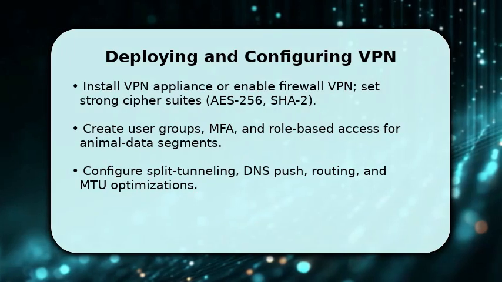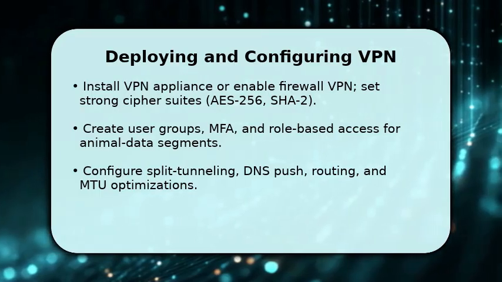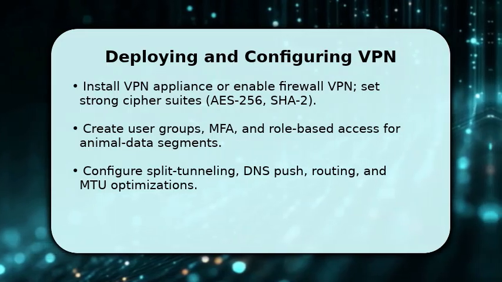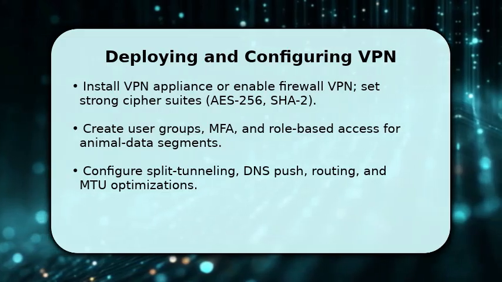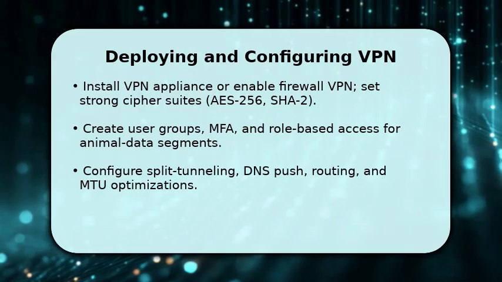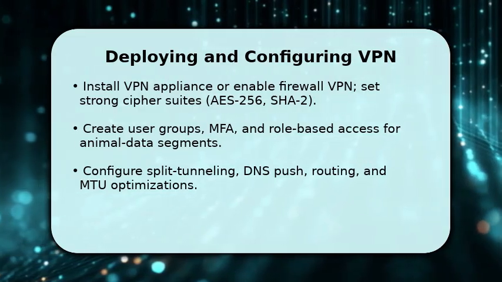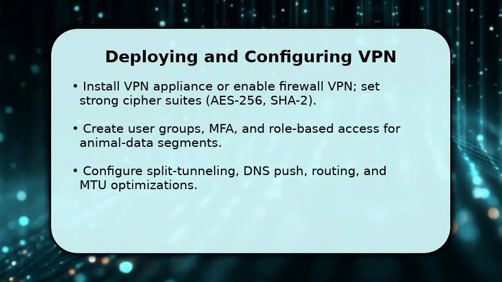You now install the appliance or enable the firewall's VPN module. Choose secure protocols like IKEv2 or OpenVPN and enforce AES-256 with SHA-2 to protect telemetry. Then, create user groups and apply role-based access so animal care staff see only necessary systems. Enable multi-factor authentication for every remote user.